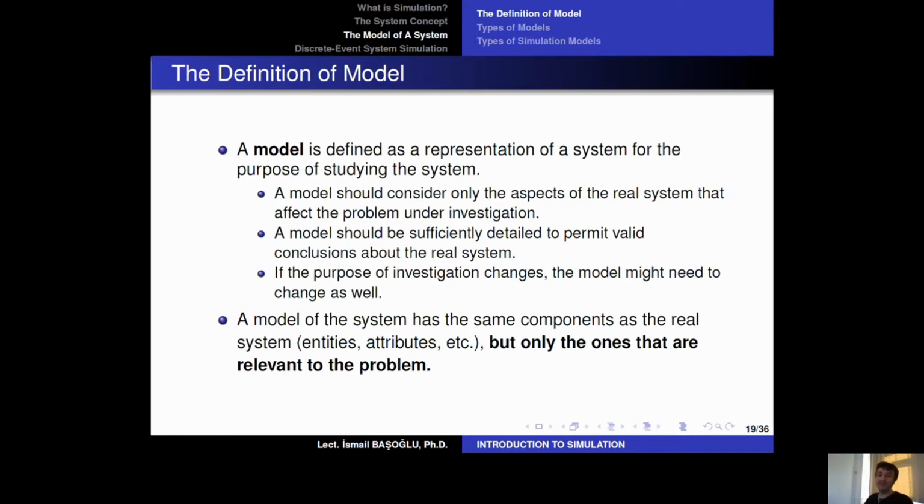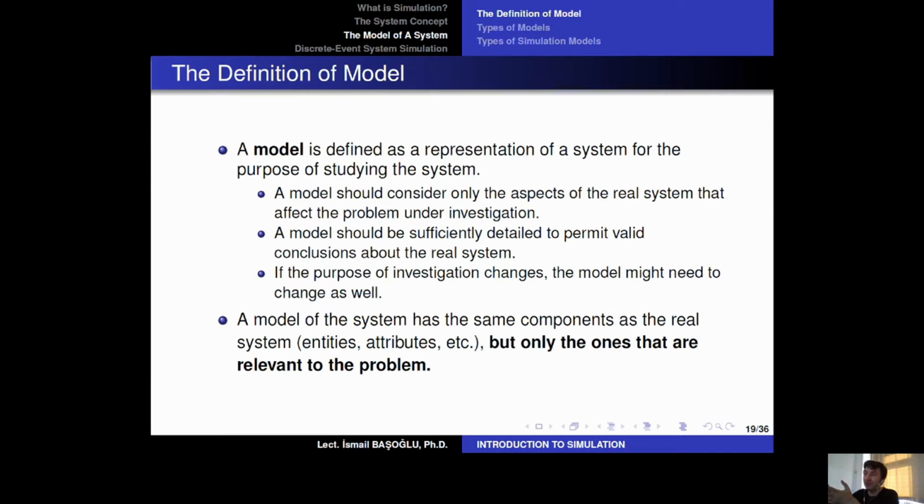What is a model? A model is defined as a representation of a system for the purpose of studying the system. Okay, we are trying to study the system. The purpose is this. So we are defining a representation of the original system. So it is just an imitation. Okay, it is just a fake version of the system, and that imitation or fake version can be created in different environments. A model should consider only the aspects of the real system that affect the problem under investigation. Now, you cannot put every detail into a model from the original system.